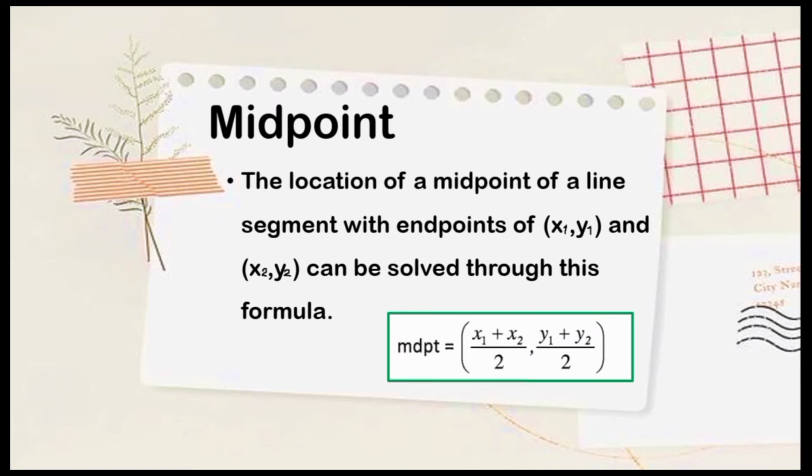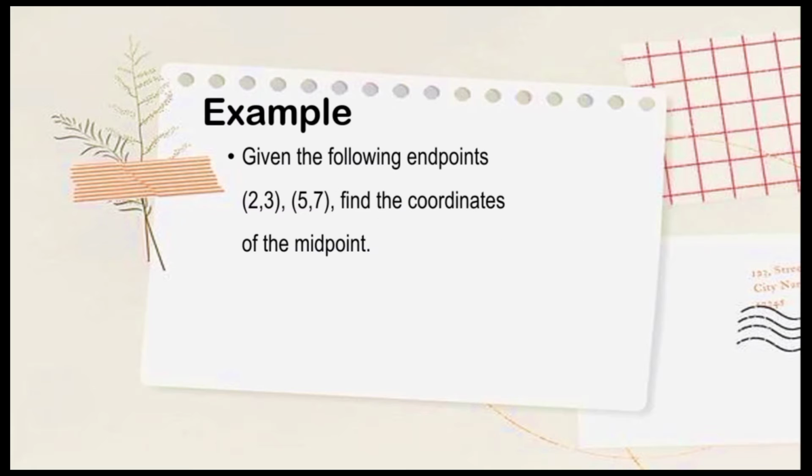Midpoint is equal to the quantity of x sub 1 plus x sub 2 divided by 2, then y sub 1 plus y sub 2 divided by 2. Let's have an example. Given the following endpoints of the quantity of 2 and 3 and the quantity of 5 and 7, find the coordinates of the midpoint.